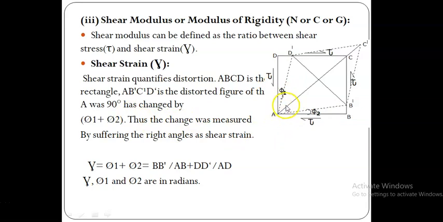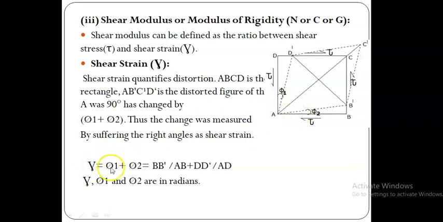In this case, initially the right angle at A is 90 degrees, which suffers due to this distortion, and this change in the 90 degrees is due to phi 1 and phi 2. So that is the sheared angle, or that will be the strain. Thus the change measured by the suffering of the right angles is the shear strain.